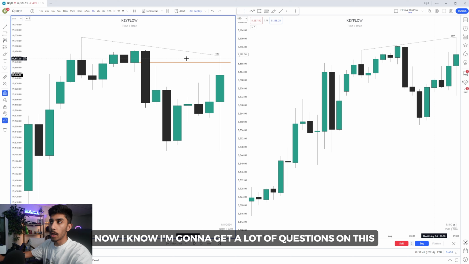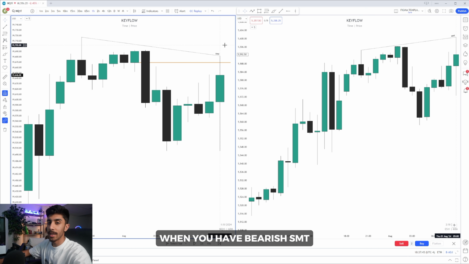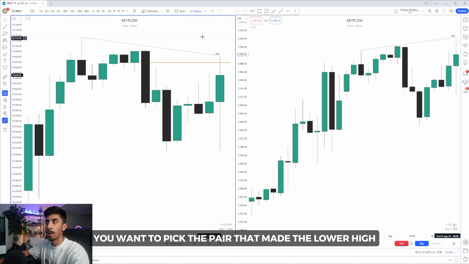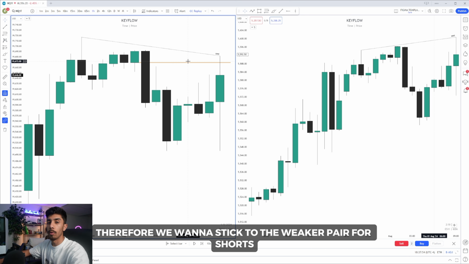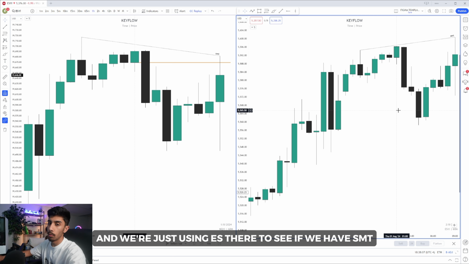Now, I know I'm going to get a lot of questions on this, so I'm just going to add real quick. When you have bearish SMT, you want to pick the pair that made the lower high. So in this case, you can see NQ made the lower high, it's weaker, and therefore we want to stick to the weaker pair for shorts. It doesn't make much sense to be shorting the stronger pair of the two, so therefore we're going to leave ES alone. We're just using ES there to see if we have SMT.